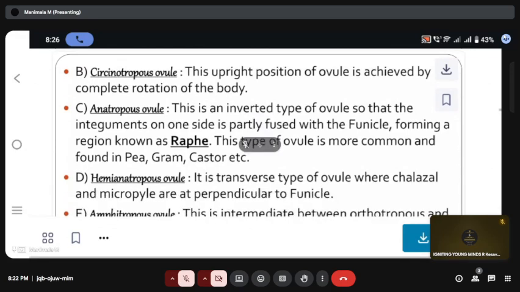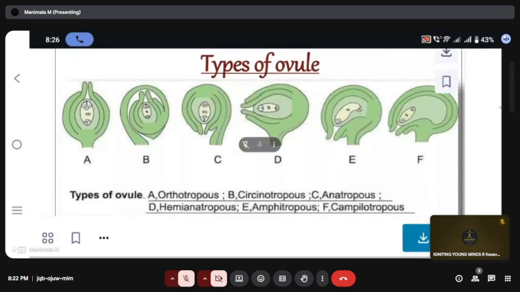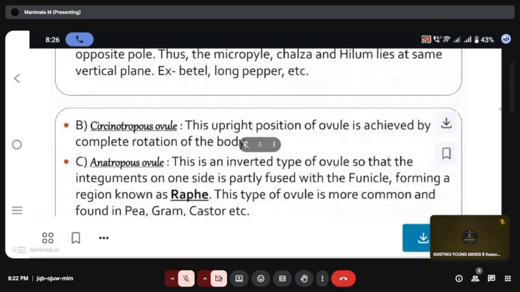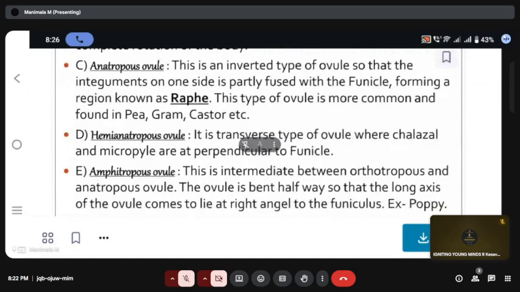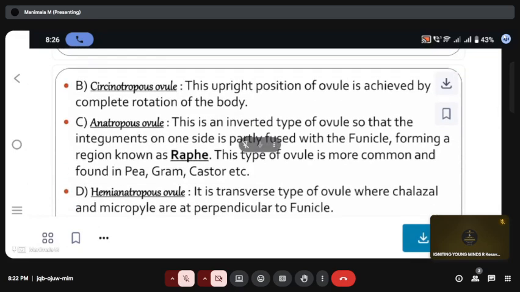And anatrophus ovule is the inverted type of ovule. Somebody asks, what is inverted position? So this condition is called inverted. First, straight position. The second one is upright position. The third one is inverted type. So the integument on one side is partially fused with the funicle, forming the region known as raphe. Raphe is present only in the anatrophus ovule, not in any other. Examples: pea plant, gram, castor.